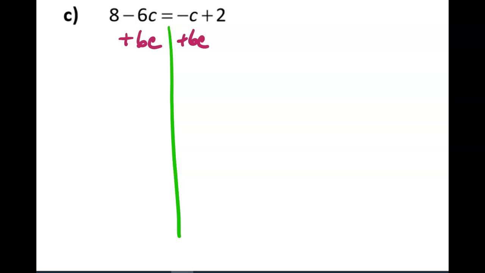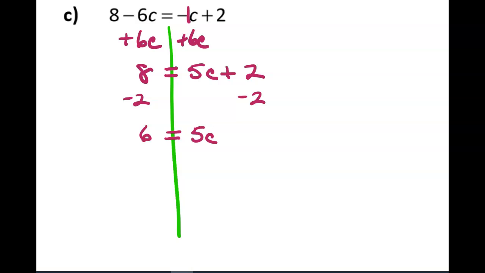So 8 minus 6c plus c is 8 on the left side, and then equals negative c plus 6c. Remember, there's a 1 in front of that c in the original equation. So we have negative 1 plus 6 is 5c plus 2. And then subtract off 2 from both sides because we want the variable to be isolated on one side of the equation. So 5c equals 8 minus 2, which is 6.